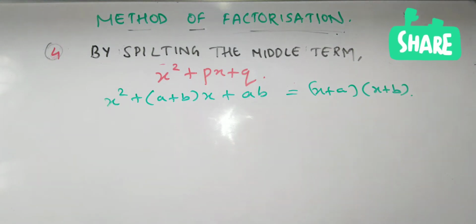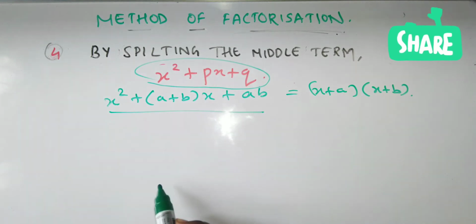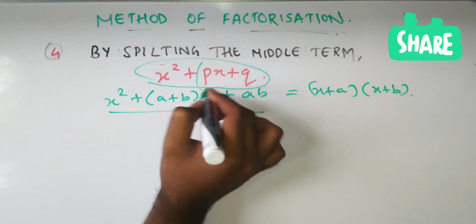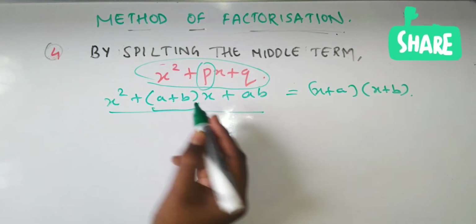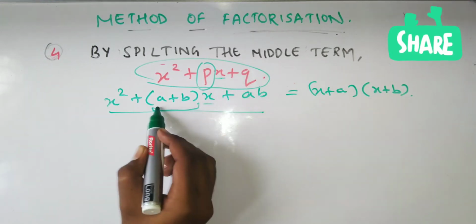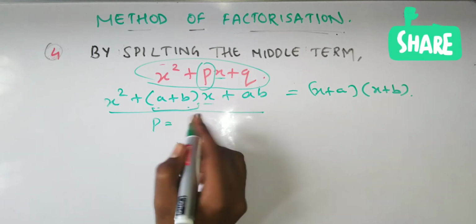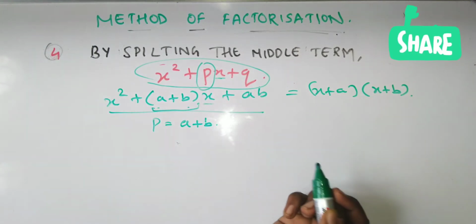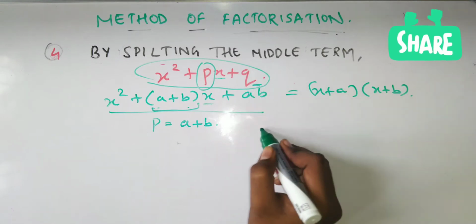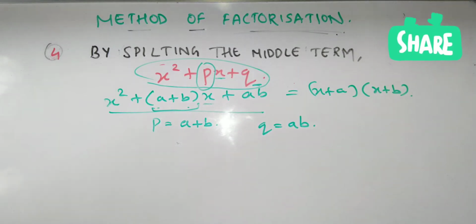Okay, now when I compare this with this expression, I get to know that p is nothing but the coefficient of x, a plus b. So I can write p equal to a plus b, correct? And q equal to ab. Q equal to ab. Now let us see one example and try to understand the concept.